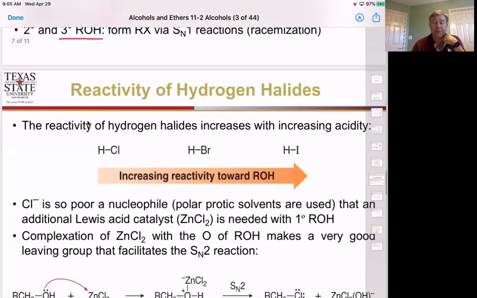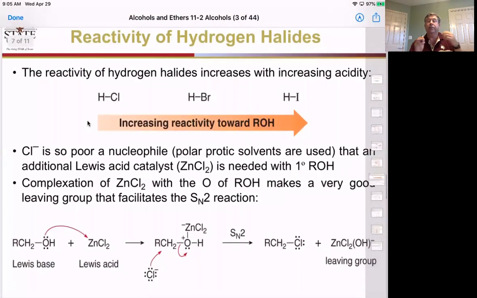So as such, that means that the stronger the acid, the more nucleophilic the conjugate base is, therefore the higher the reactivity, okay? So HCl is the least reactive of the set, followed by HBr, and HI is the most reactive of the set. In fact, chloride ion is such a poor nucleophile in protic solvents, we have to add a Lewis acid catalyst to get it to go.